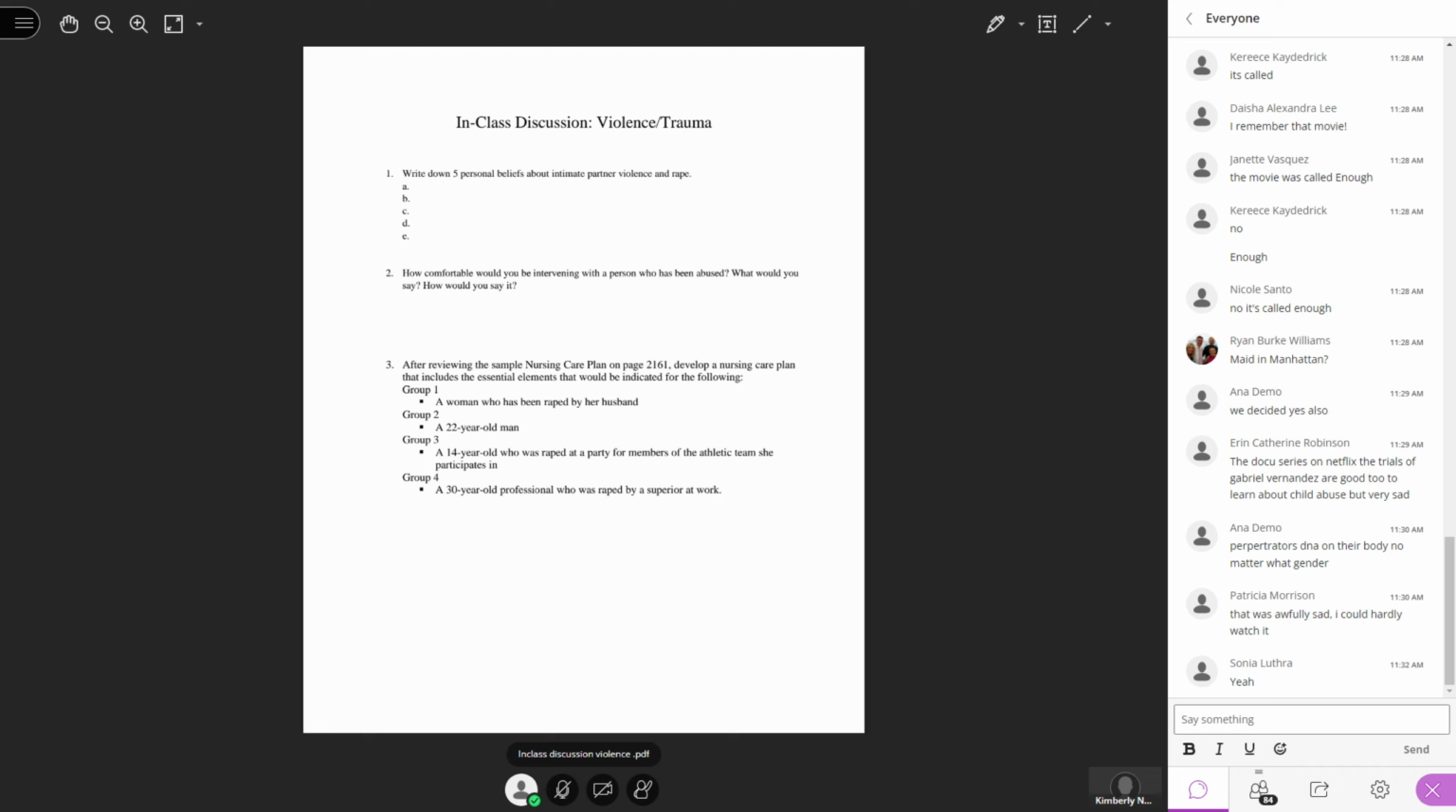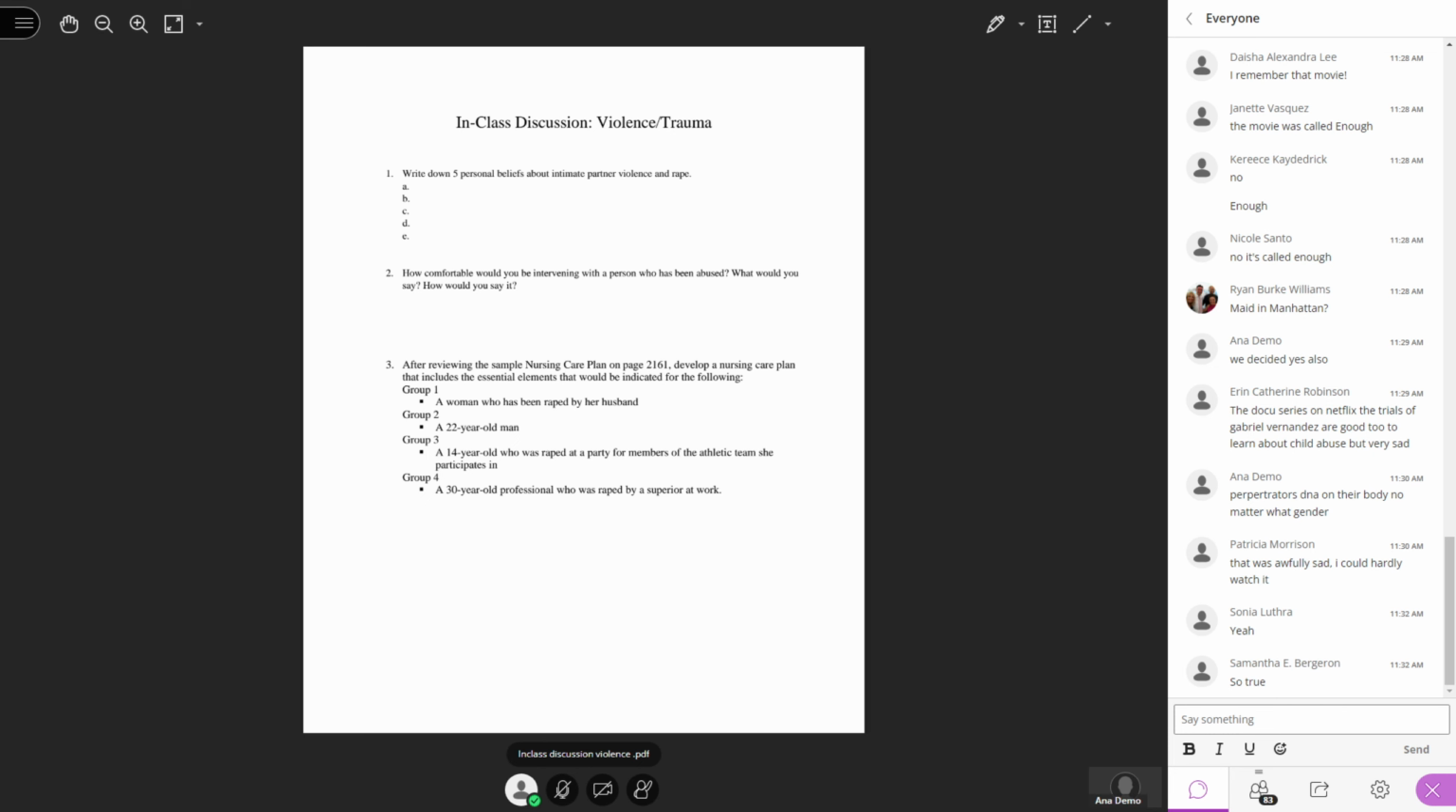But a lot of times the point of being a superior at work is they're holding a power over them. They're using that work relationship as a form of control. We did also discuss the fear of retaliation for them reporting it, and then fear of them losing their job as well. Excellent. Great.